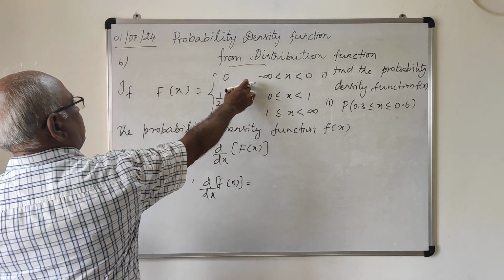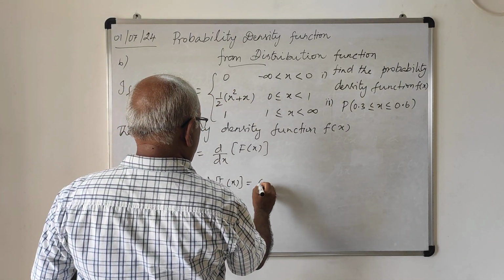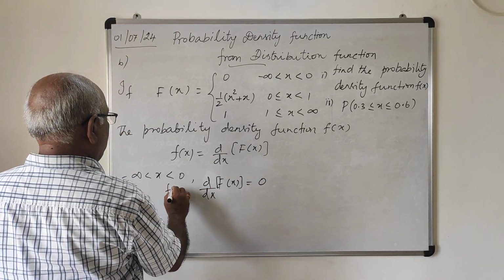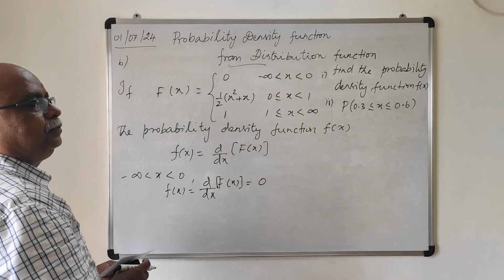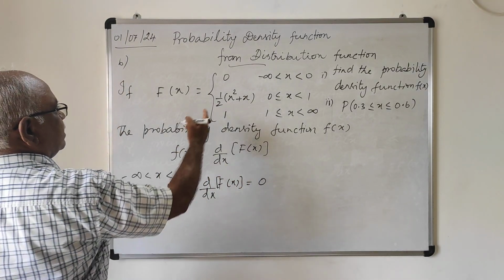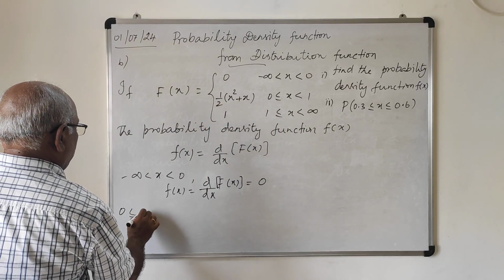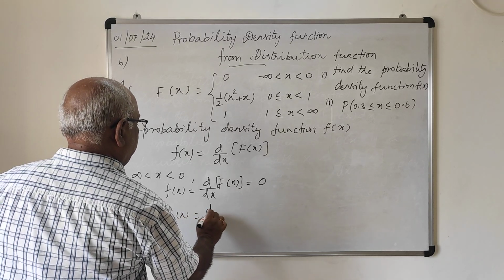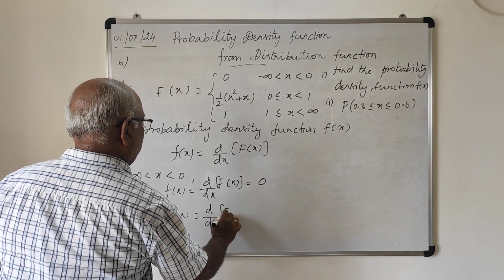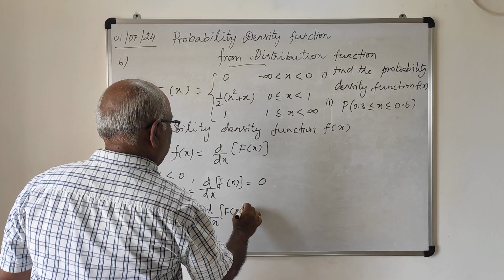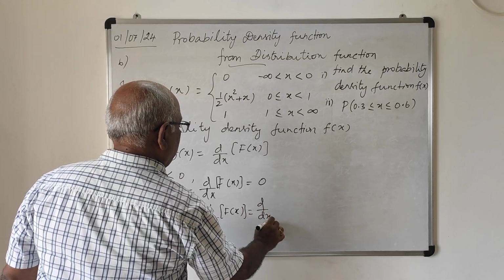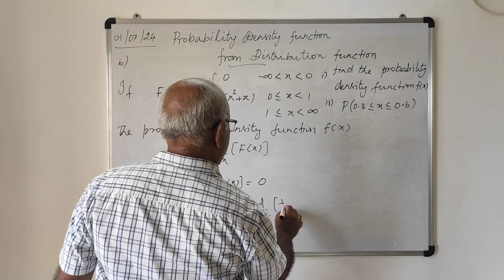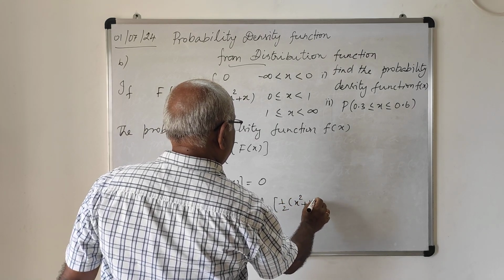d by dx in this interval is 0, therefore this is 0. Because in this interval the function is 0, the derivative is also 0. So f of x is 0. Similarly, in the second interval, 0 less than or equal to x less than 1, f of x that we want is d by dx of capital F of x, that is equal to d by dx of, in this interval, half into x square plus x.